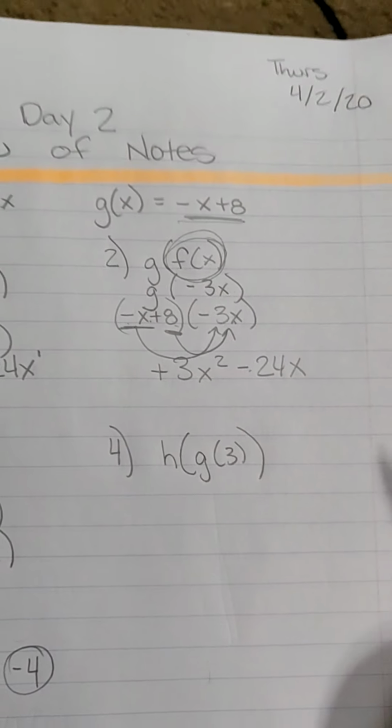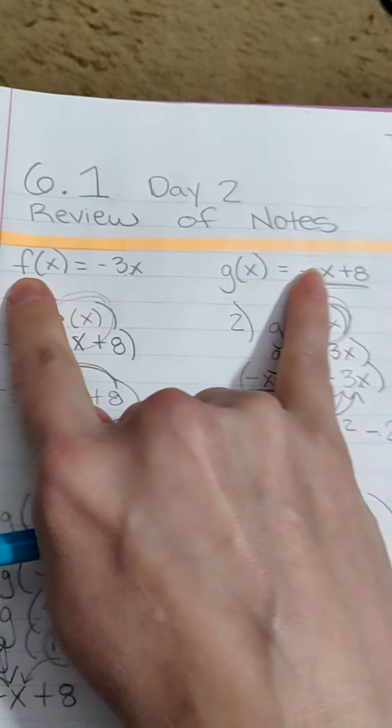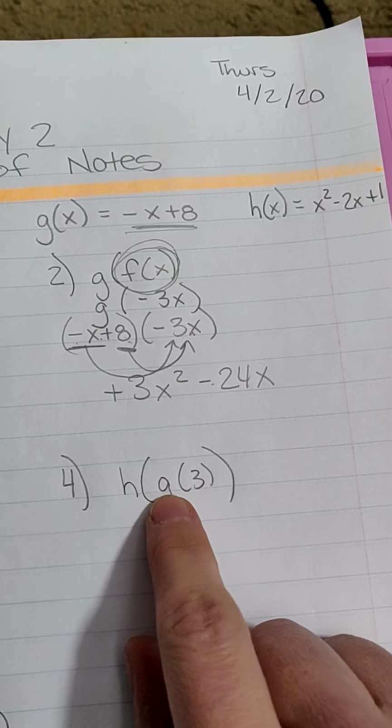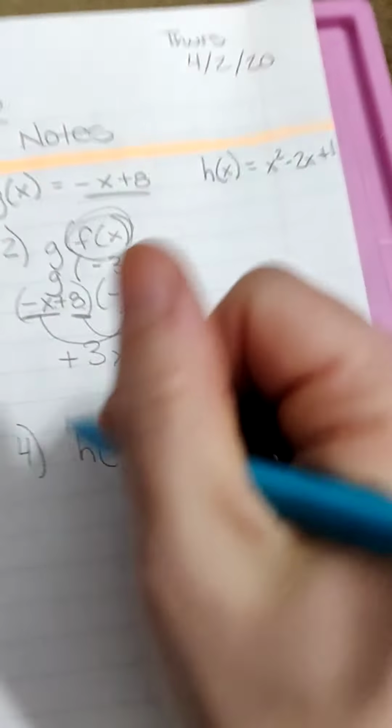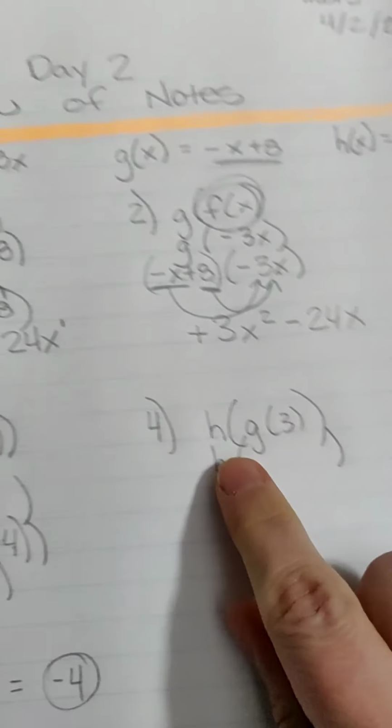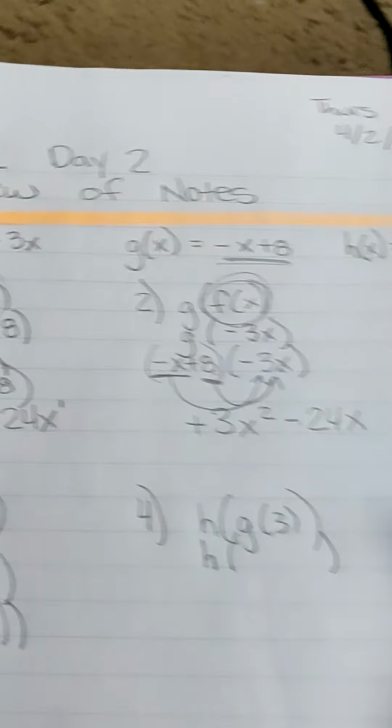And what I'm going to do is, since I don't have a value of h up here, I'm going to add one in. I'm going to say h of x equals x squared minus 2x plus 1, and I'm going to be looking for my value of g first. So I don't need h just yet, so h is going to stay the same, and my value of g is negative x plus 8.